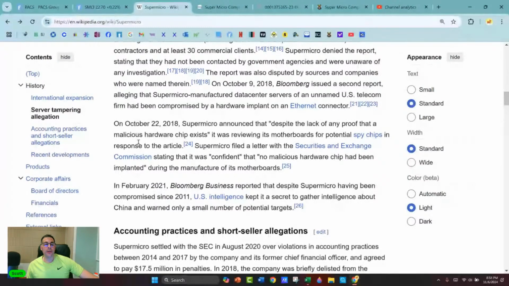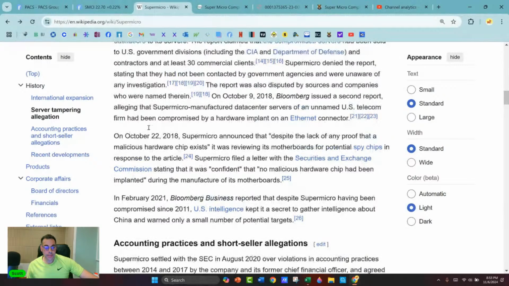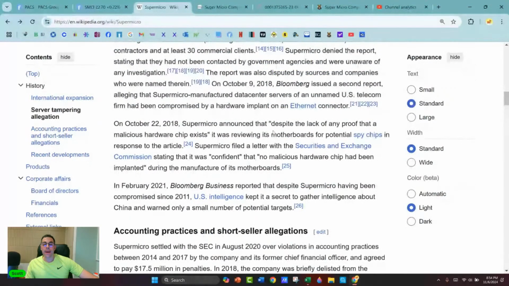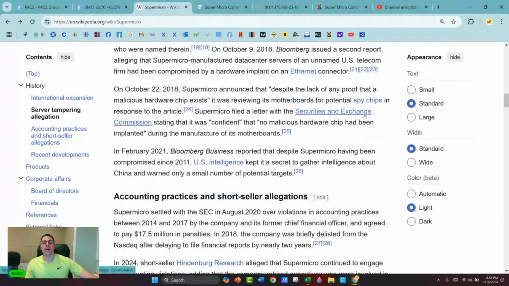Okay, in October 2018, the same month, Supermicro said, despite the lack of any proof that a malicious hardware chip exists, it was reviewing its motherboards for potential spy chips. That's it, spy. So they created spy chips for the Chinese government and sold them to the U.S. government and U.S. companies, so the Chinese government could spy on them.